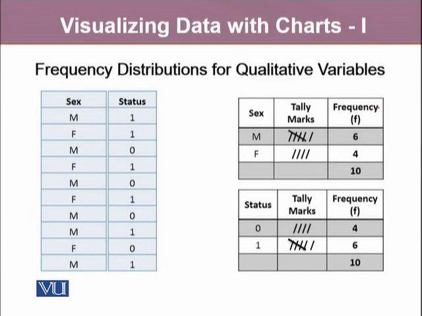We have already looked at the univariate frequency tables of two qualitative variables. In this module, our focus is the qualitative variables. So I want to carry on with these variables, sex and status, to talk about the charts. Right now, from this table, we already know that there are 6 males and 4 females, and similarly, there are 4 who are not diseased and 6 who have some disease.